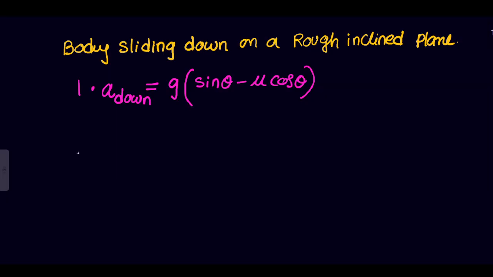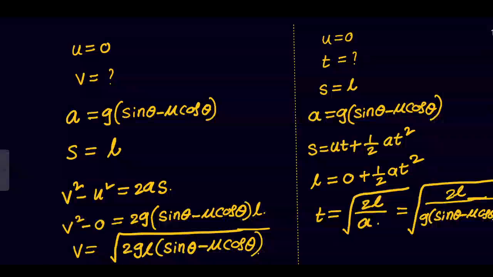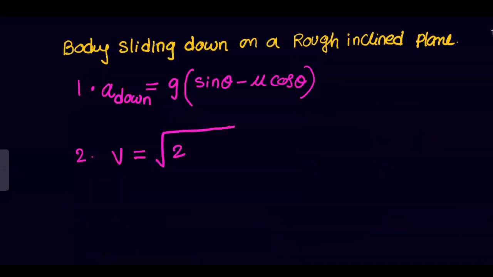And velocity. What is the final velocity formula? That is square root of 2. Now instead of writing the complete formula, we can remember only this part. 2L we will write here; I can write it as 2A into L, where A means A down. That value we need to place. This is the acceleration, and that acceleration we need to place here.